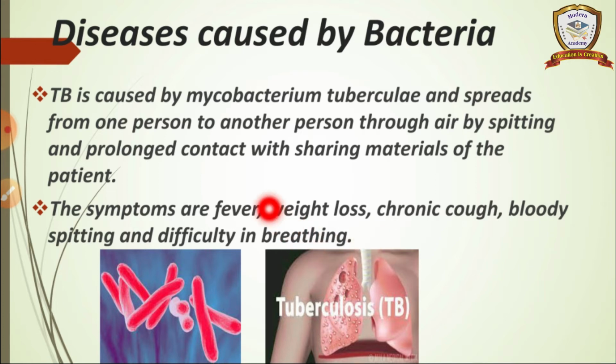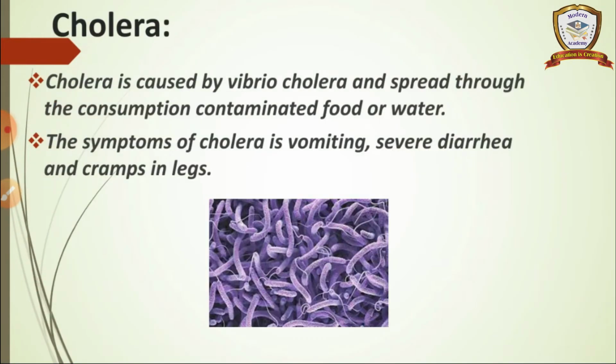So TB disease is caused by Mycobacterium tuberculosis, and it is a communicable disease which is spread from one person to another person through air by spitting and sharing the materials of the patient. And the symptoms are fever, weight loss, chronic cough, bloody spitting and difficulty in breathing.